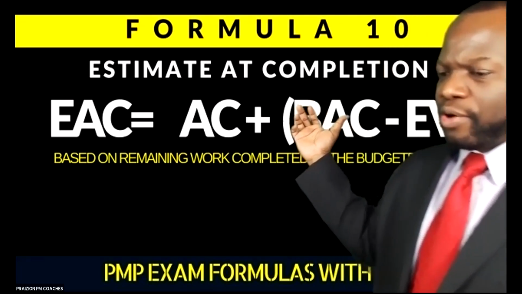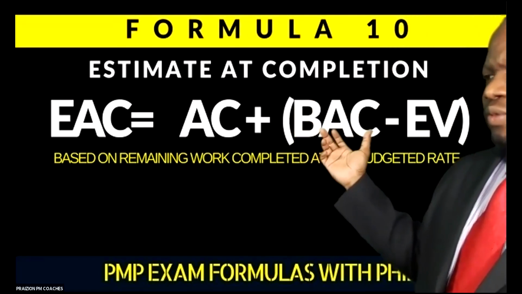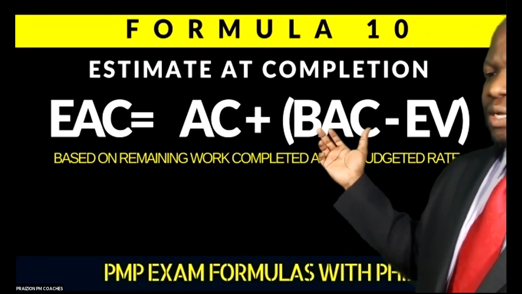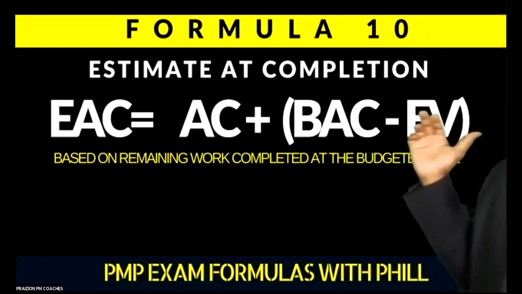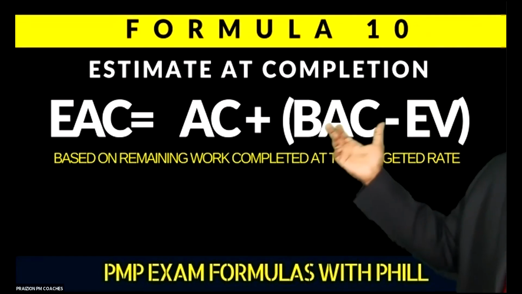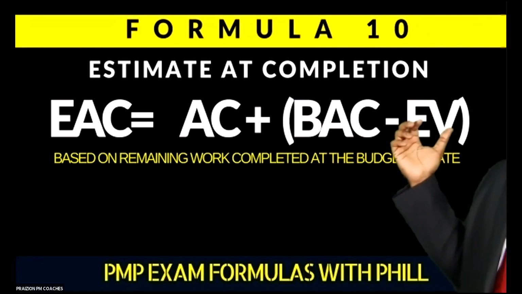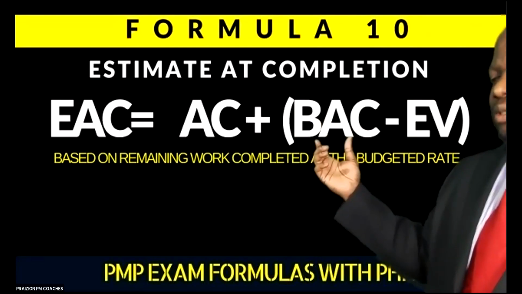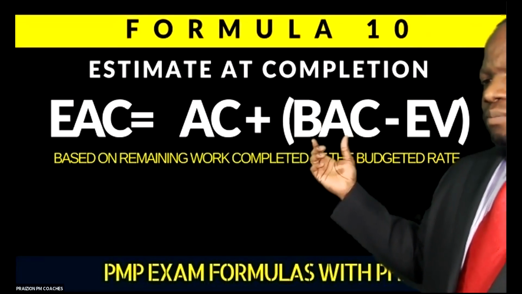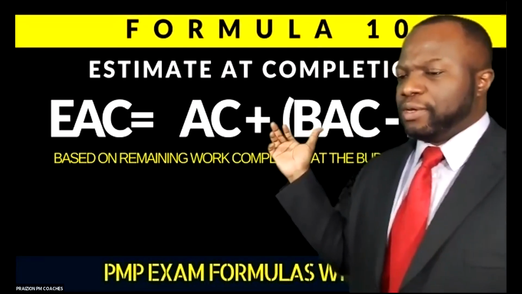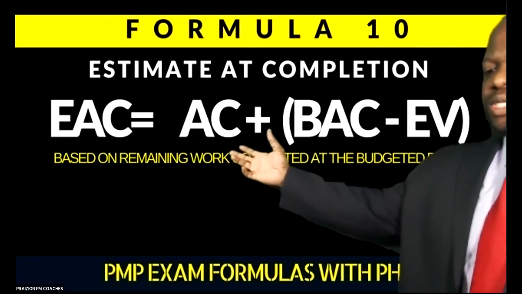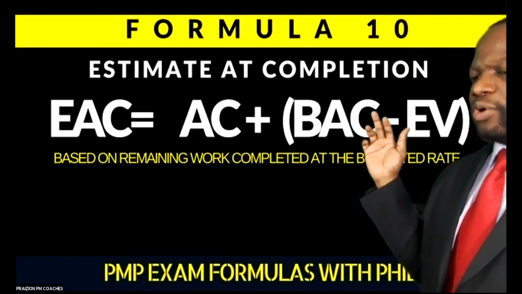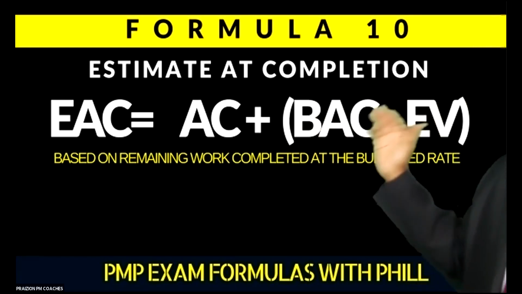That means the budget still makes sense. Let's not throw away the budget. Let's still use some of the budget to calculate the ETC. So in other words, the BAC minus EV tells us the ETC based on the original budget. See? Does that make sense, this formula? Because think about it. This is how much you've spent plus the remaining needed to complete the project. This is the remaining needed to complete the project.